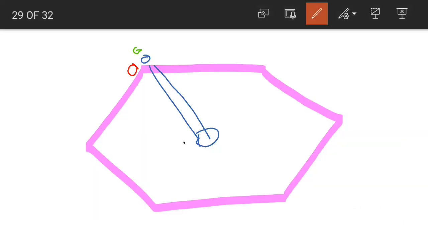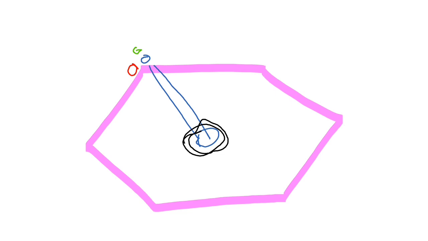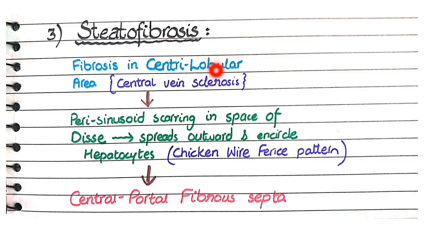So if this is the centrilobular area, then fibrosis or fibrotic tissue first appears here, and here the fibrotic tissue shrinks to cause compression of the central vein, that is known as central vein sclerosis or narrowing of the central vein. So remember that in the stage of steatofibrosis, the fibrosis firstly develops in the centrilobular area. Then as the condition progresses, you also see perisinusoidal scarring in the space of Disse.